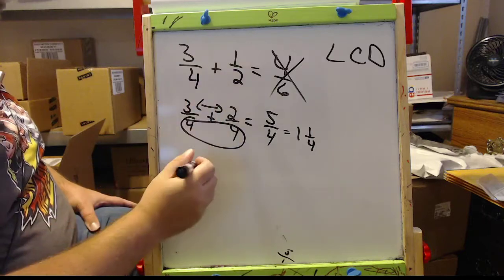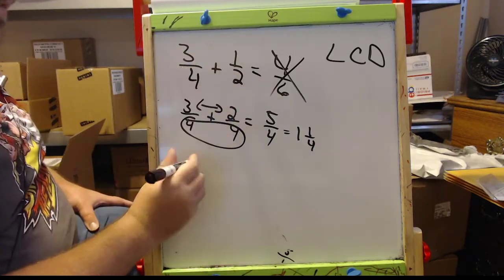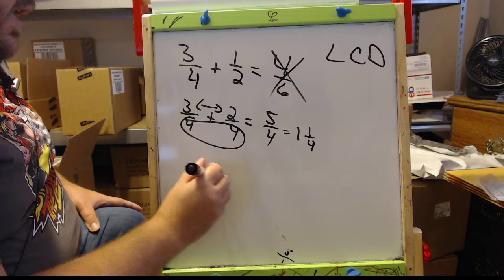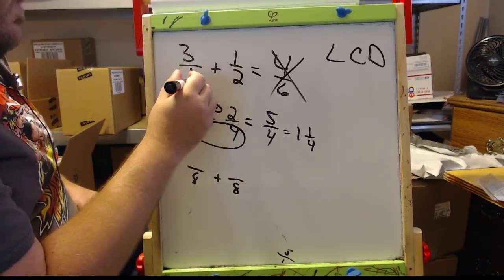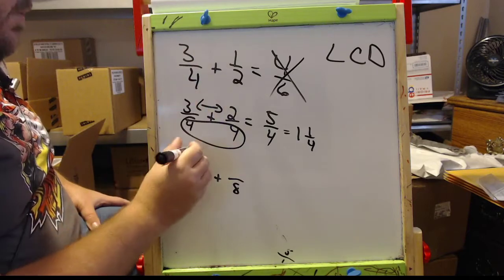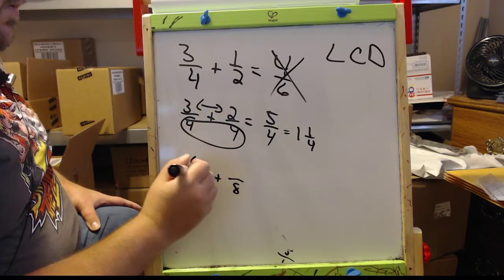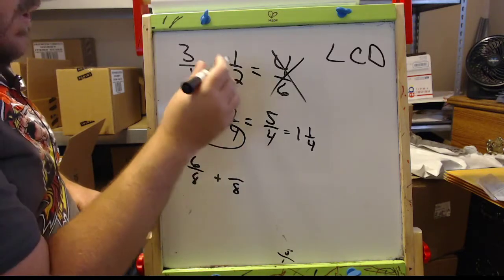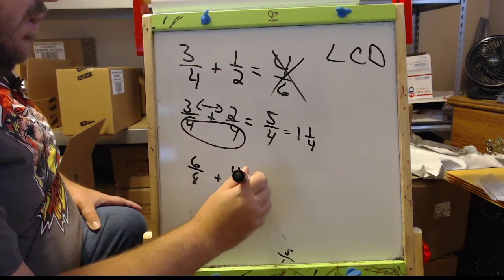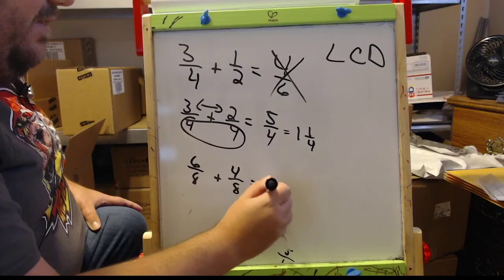What if you didn't know 4? What if you did the rule I said and you changed this to an 8? 4 times 2 is 8. How would that change our answer? We should get the same answer if we did everything right. 4 goes into 8 twice, 2 times 3 is 6, so 6/8 is the same thing as 3/4. 2 goes into 8 4 times, 4 times 1 is 4. I end up with 10/8.